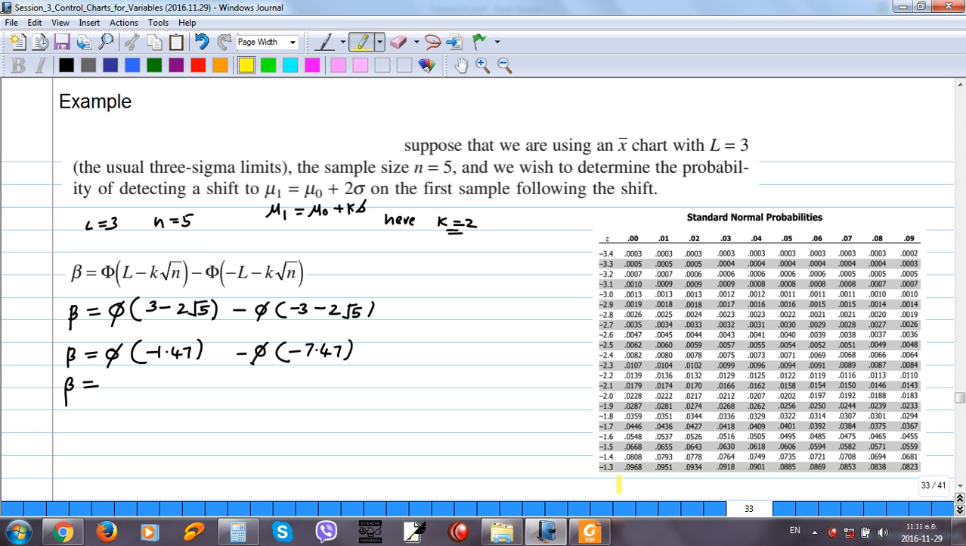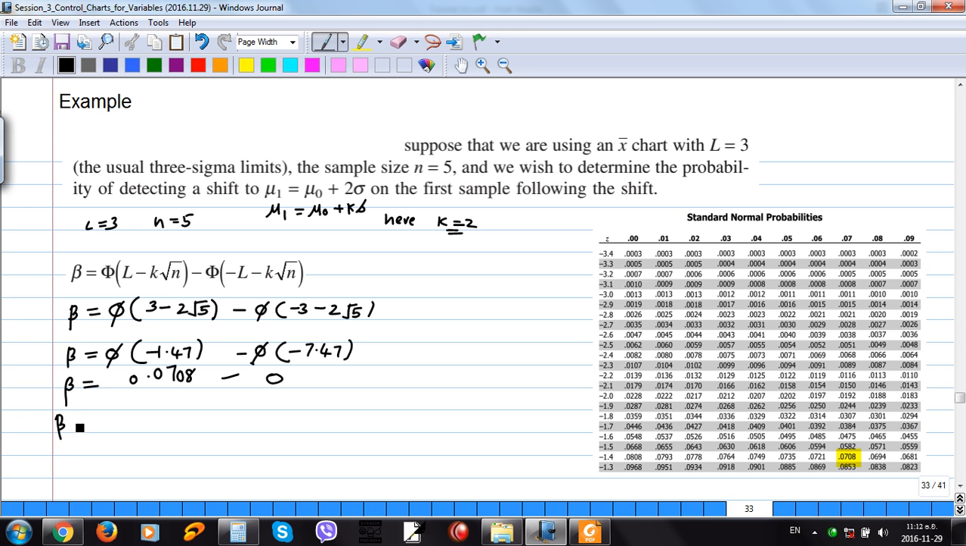Here this value comes to 0.0708. The other term, minus 7, is not there in the table, so it is approximated to 0. Then beta is approximately equal to 0.0708.